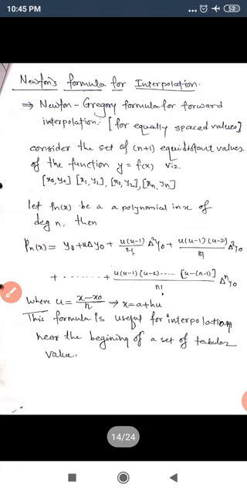Now, as I said, there are 3 interpolation methods. The first method is Newton's forward formula for interpolation. Second is Newton's backward formula for interpolation. And the third is the Lagrange interpolation formula.